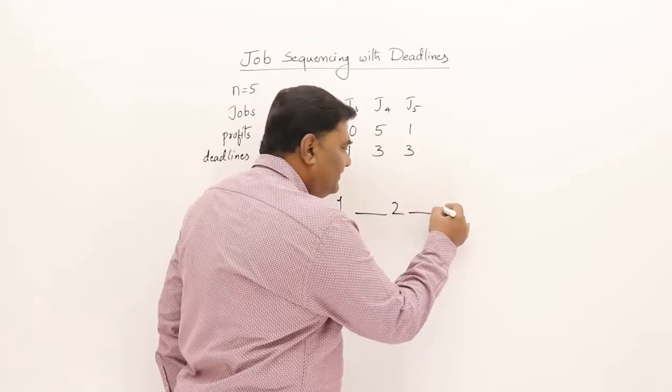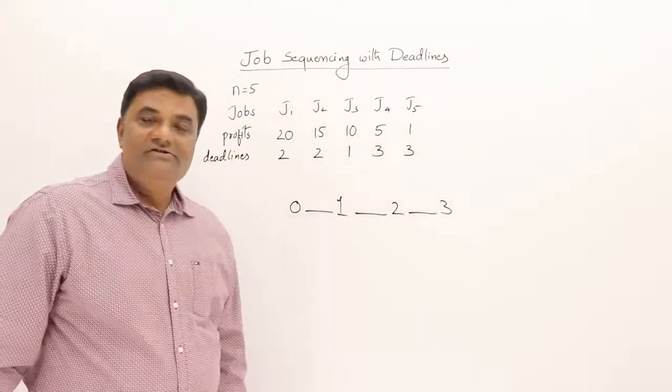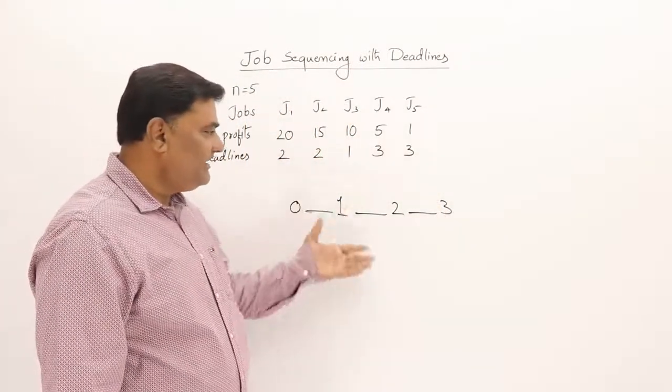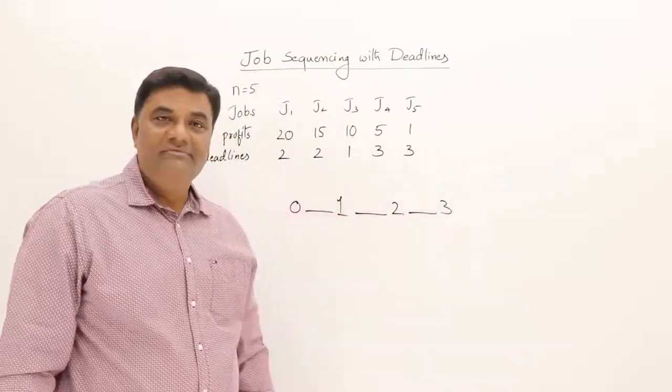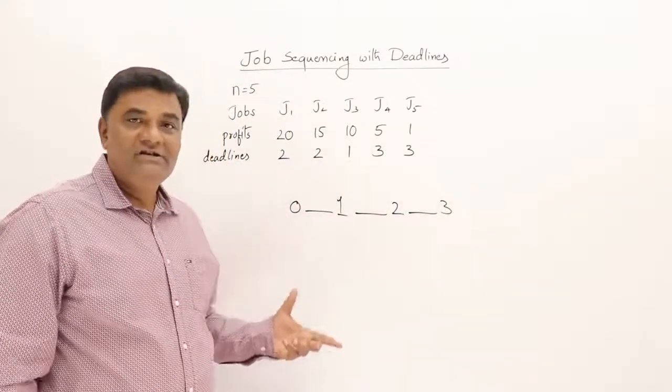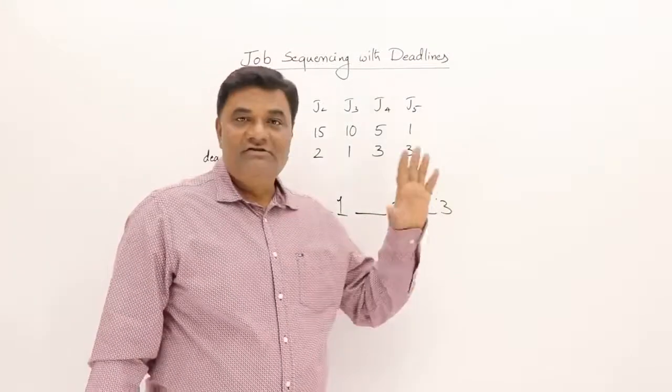And second to third, he can finish the third job. So it means nobody is ready to wait beyond 3 units of time, 3 hours. So he has to finish jobs within these 3 slots only.